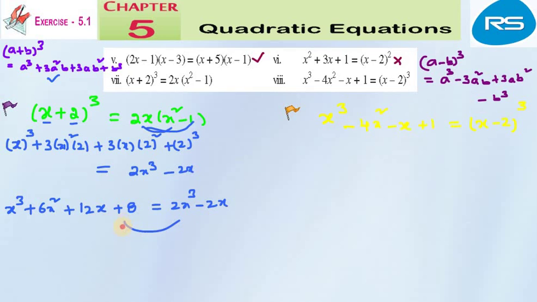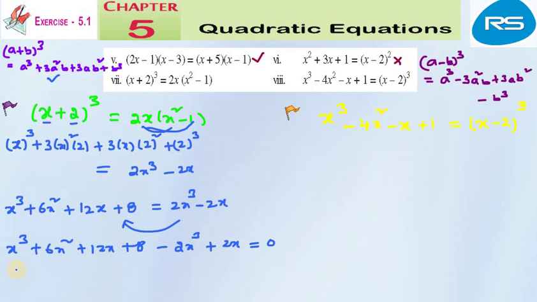And all these terms you can transpose to the left hand side. So x cube plus 6x square plus 12x plus 8 minus 2x cube and plus 2x is equal to 0. Plus 2x cube becomes minus 2x cube, and minus 2x becomes plus 2x.